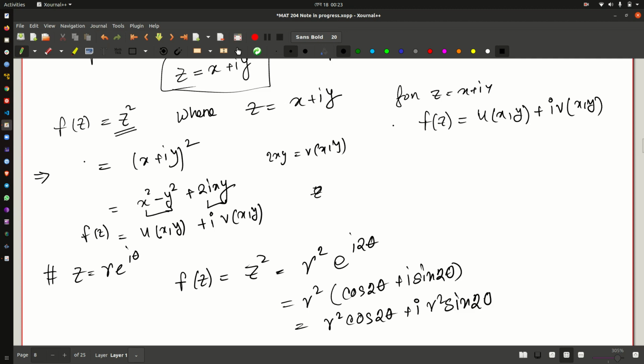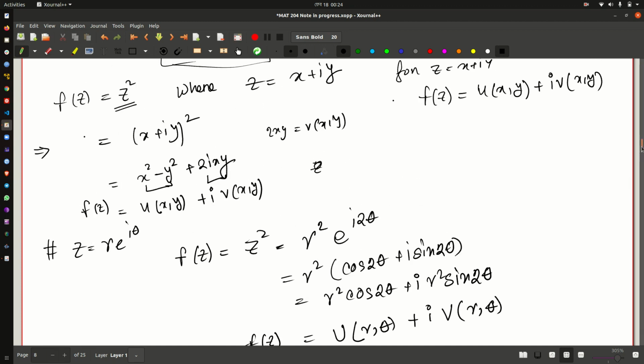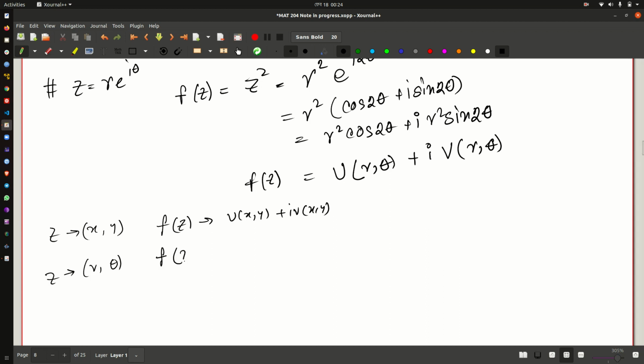And now you can write this as, let's say, capital U. You can use other notations if you want, it really doesn't matter. Capital U of r, theta. So yeah, you just use the representation, and you can see that in both of these cases, when you represented z with x and y, f of z came in terms of u of x,y plus i v of x,y. I mean small v. When you represented z in terms of r and theta, f of z became some functions of r and theta in the real part, and in the imaginary part the same variables appeared. So this is again the real part and this is the imaginary part.